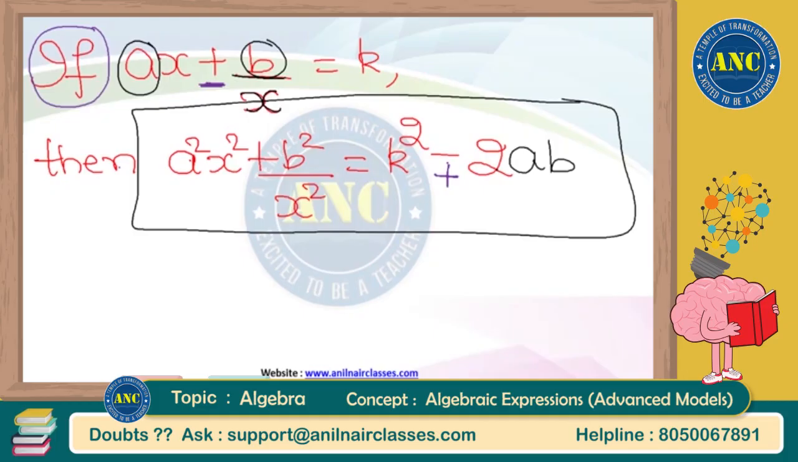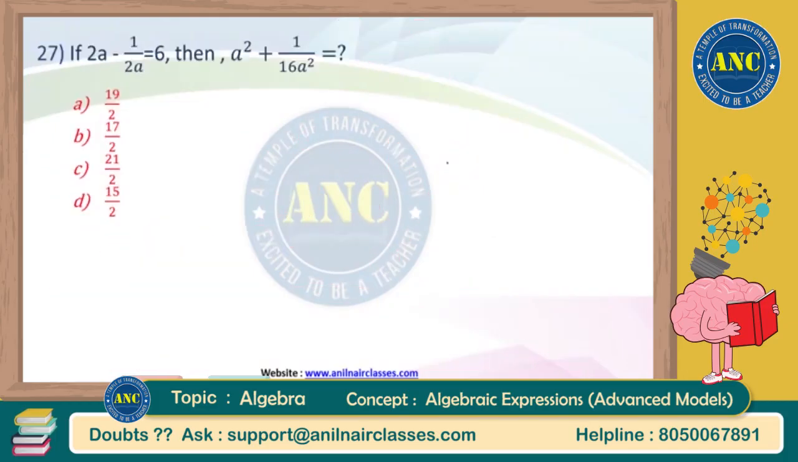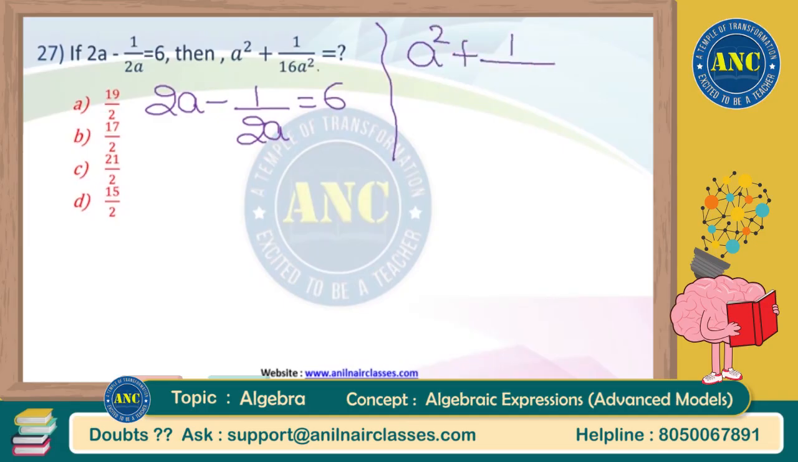Now see here, why did I discuss all these things? See this 27th question, you will understand this. The question says 2a minus 1 by 2a is equal to 6. What are they asking? A square plus 1 divided by 16a square. 16a square, I will write as 4a whole square. This is what they are asking.